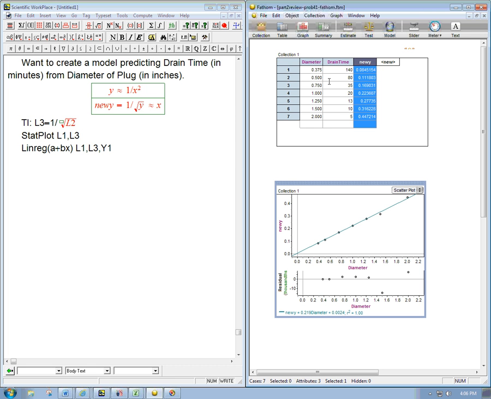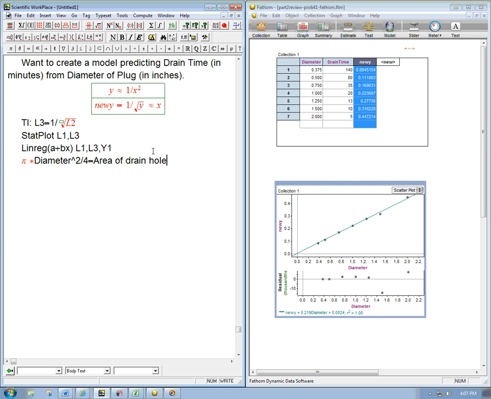There's also something to think about. The book tends not to emphasize this, but you maybe want to think a little bit about physics and things like that. What's this diameter squared? We're basically saying that if 1 over root y is linearly related to x, then y, the drain time, is related to 1 over x squared. Well, what does diameter squared look like? If you multiply that by pi, divided by 4, actually, because it's pi r squared, that's the area of the drain hole.